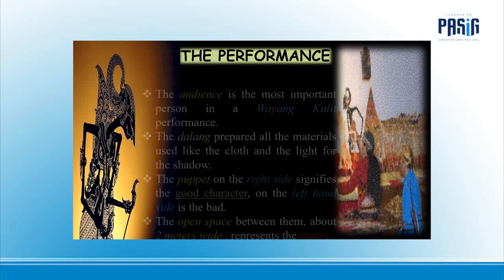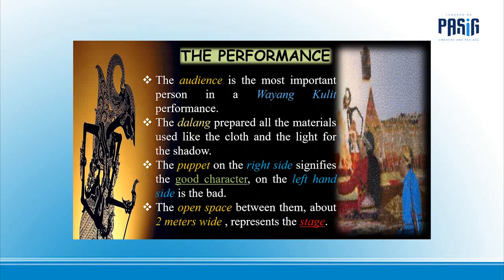For the performance of wayang kulit, the audience is the most important person in a wayang kulit performance. The dalang prepares all the materials used, like the cloth and the light for the shadow. The puppet on the right side signifies the good character. On the left-hand side is the bad. The open space between them, about 2 meters wide, represents the stakes.